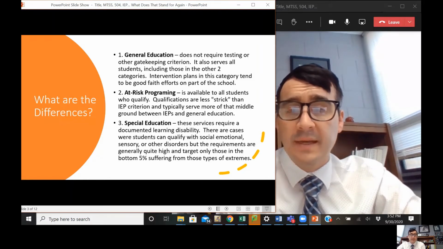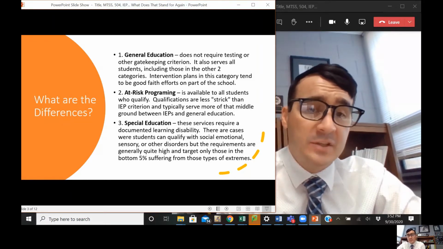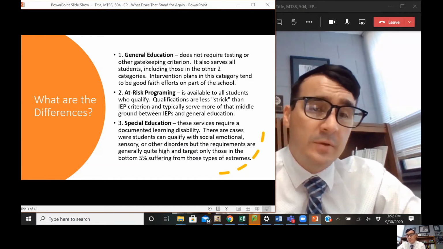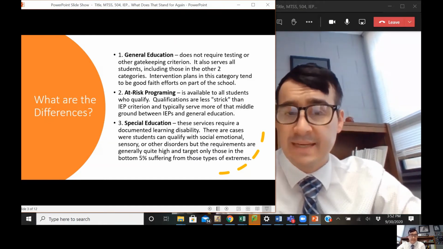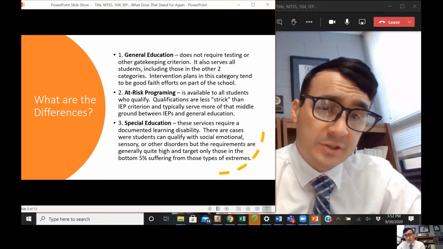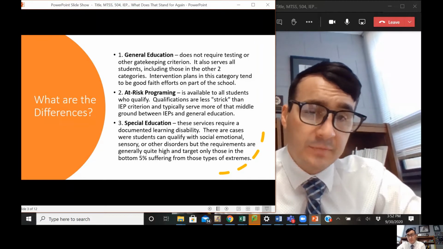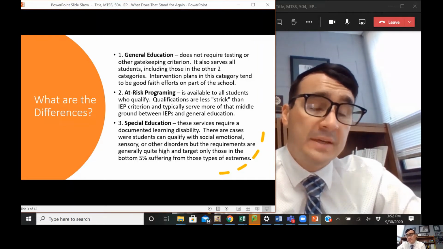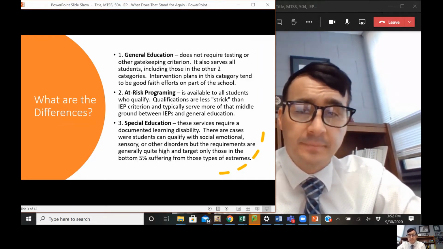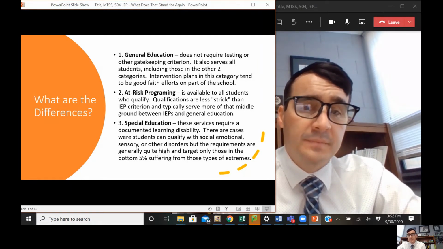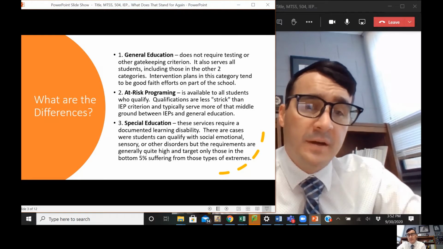As I said before, at-risk programming has qualifications. They're generally not as strict as special education. They don't need to show a learning disability. They just need to show a need. They have a need for language services. They have a need for additional instruction to catch up to the rest of the children in the class. The criteria to qualify are different.